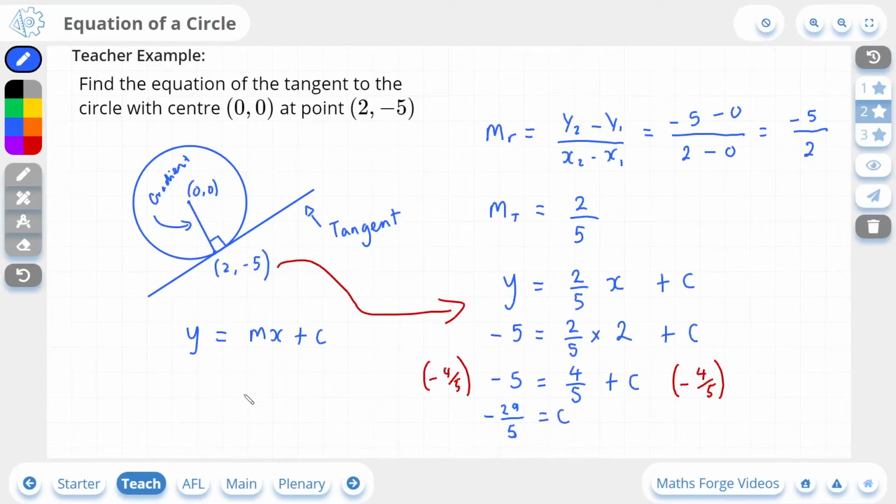So now we can actually write the full equation of this tangent. It's going to be y is equal to the gradient of this tangent, which is 2 over 5, x plus the y-intercept. So it's going to be plus minus 29 over 5. So a plus and a minus makes a minus 29 over 5. Now you can go ahead and simplify this 29 over 5 to a mixed number, or you can leave it as an improper fraction. The most important thing about this question is actually getting this equation here, being able to identify the gradient and the y-intercept. And if we check our answer, there it is.